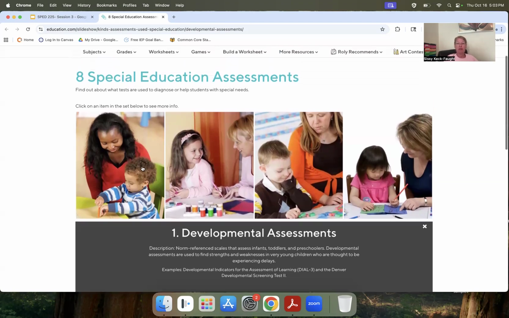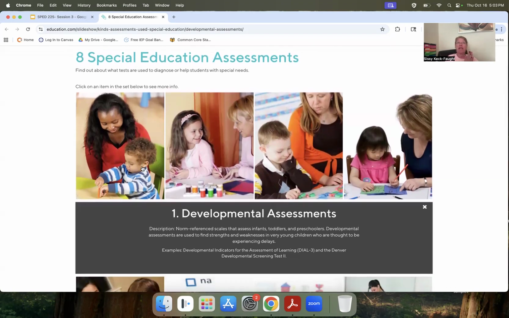One is developmental. So this is looking at the different milestones that a child should go through. Usually with your IFSPs, your preschools, some of kindergarten, if you are working with them, you may encounter some kind of assessment around the developmental stages and making sure that students have met those.